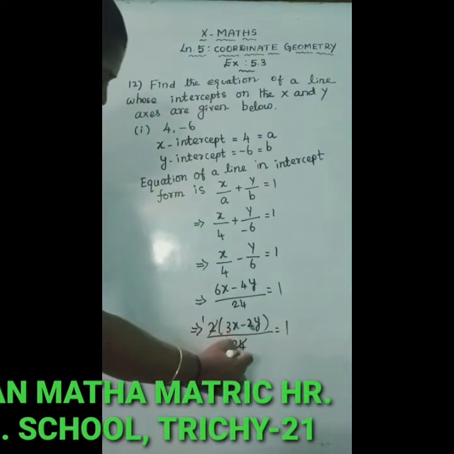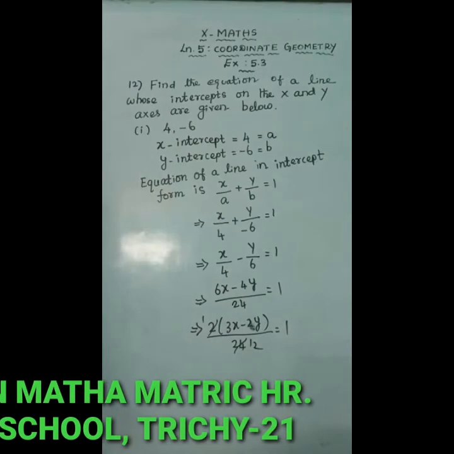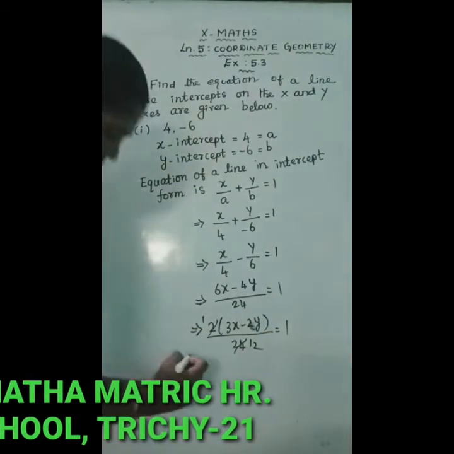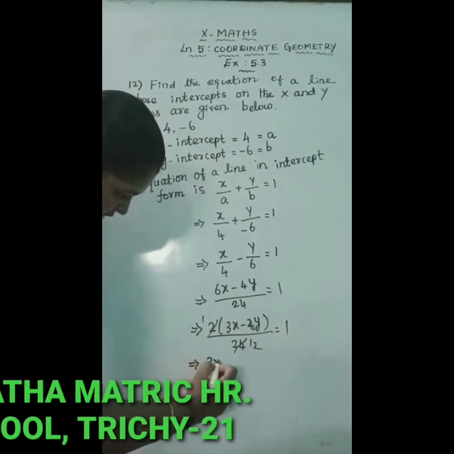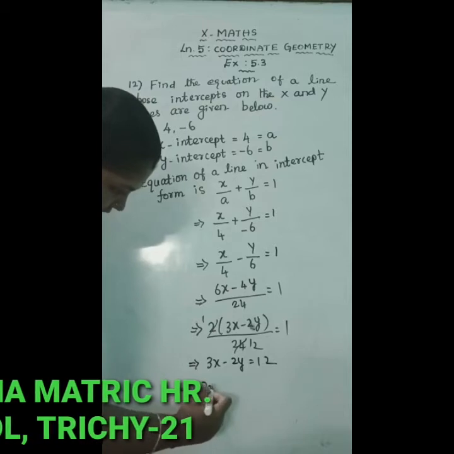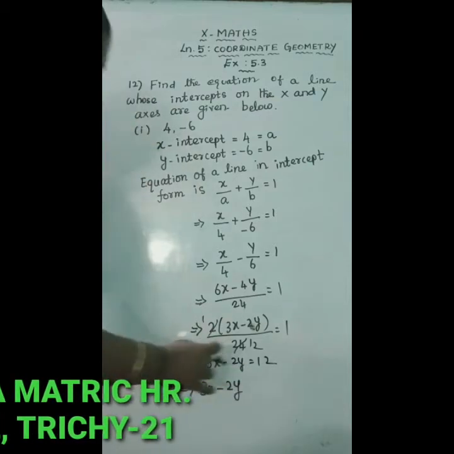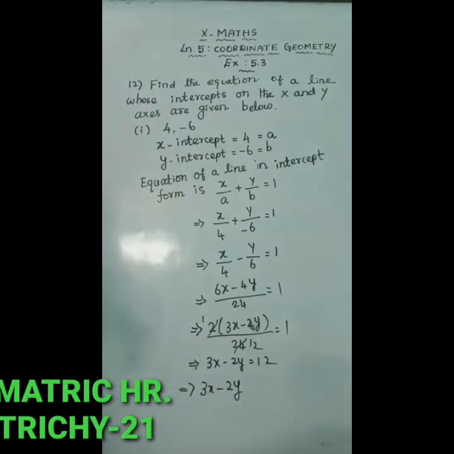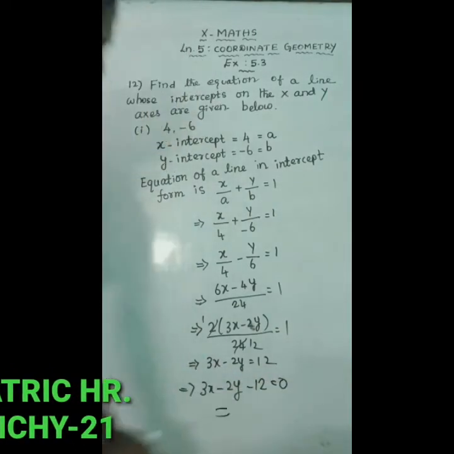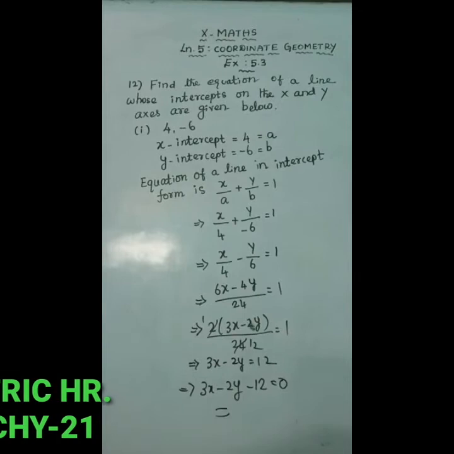Here 1 2s are 2, 12 2s are 24. So, we multiply into the right hand side, 12 into 1, 12. So, 3x minus 2y is equal to 12. Then move into the left hand side, we have minus 12 equal to 0. So, 3x minus 2y minus 12 equal to 0. So, this is the equation for the 12th one.